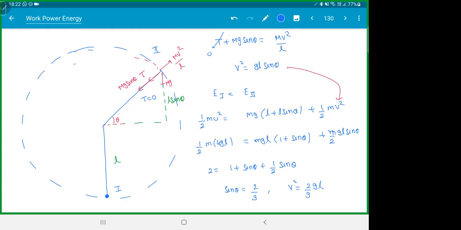Okay. Now, someone said a statement: H max, V is 0. What is the blunder in this? Can someone tell me? Look at the statement. At H max, velocity is 0. What is the blunder in this statement? Anyone? You can unmute and tell.